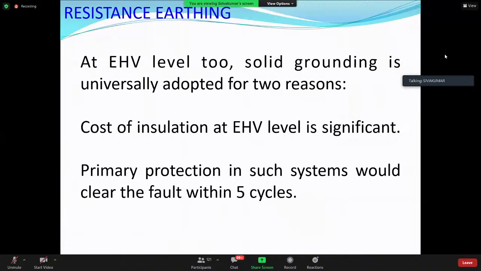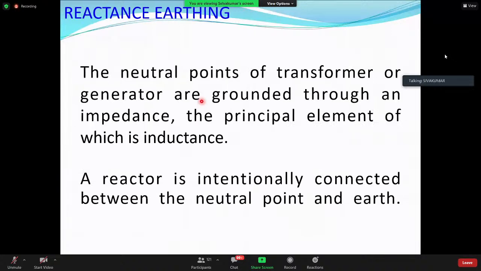Resistance earthing, then why always resistance? What are the disadvantages of resistance earthing? The main disadvantage is heating. Whenever current flows through a resistance, heat will be there, and you have to manage the heat. If the heat is unmanageable, you have to think of alternate ways of limiting the heat damage. The best option is reactance, inductive impedance, which is called reactance earthing or inductance earthing.